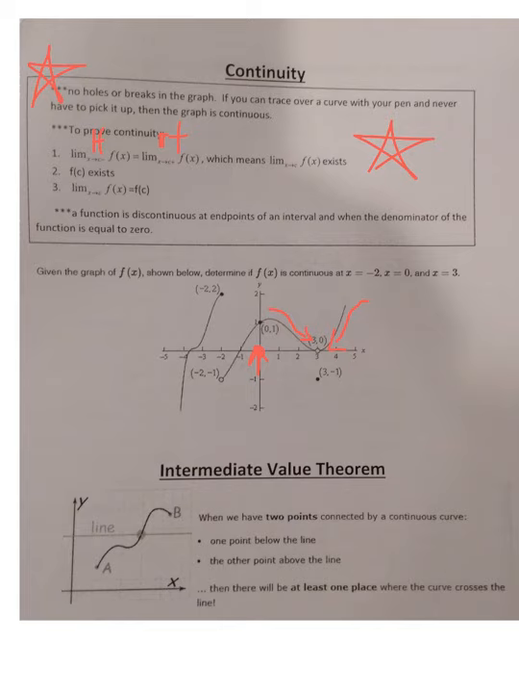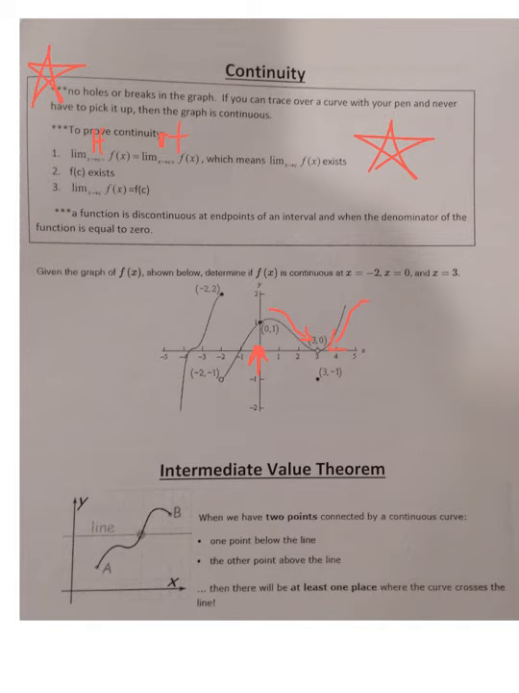Basically, this is what it says. When you have 2 points connected by a curve, so here we got point A, we have point B, and let's just say you have a curve and it looks like this. Notice that one of the points is below the line and the other one is above this line that they made here. So this is what intermediate value says. Basically, if I were to draw a line, then the graph has to hit that line at least in one spot. Then there will be at least one place where the curve crosses the line.